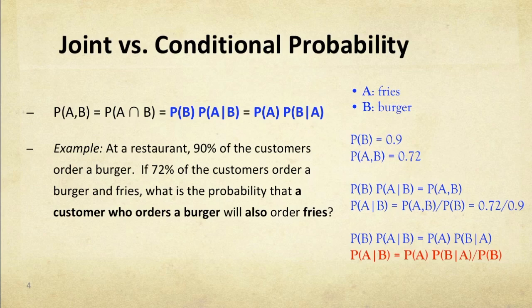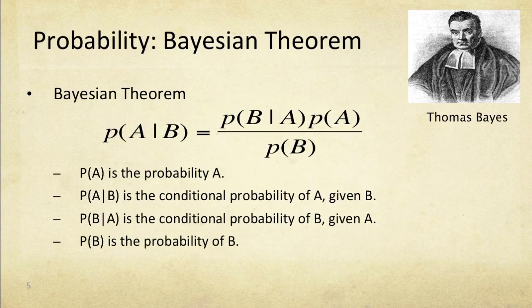What this formula says is that if we know the joint probability one way, then we should be able to compute the other conditional probability. This is essentially Bayes' theorem, the formal equation. In order to compute the conditional probability of A given B, if you know P(B given A), the probability of A, and the probability of B, then you should be able to compute P(A given B).